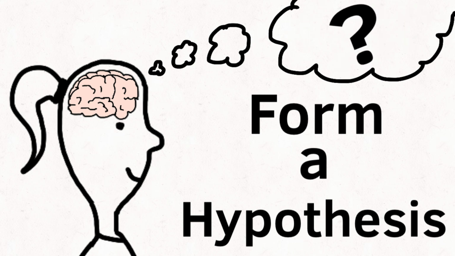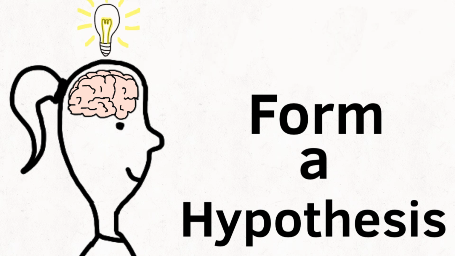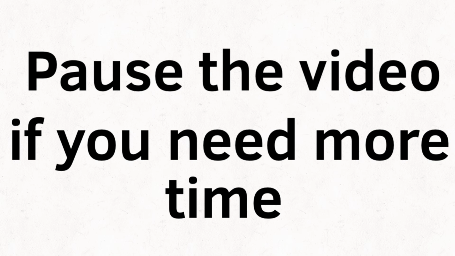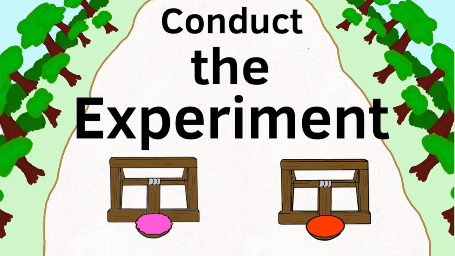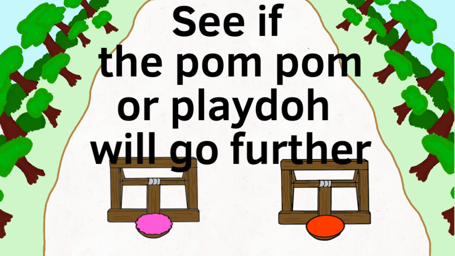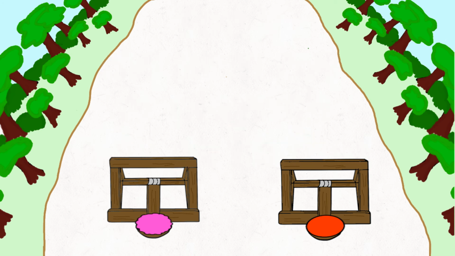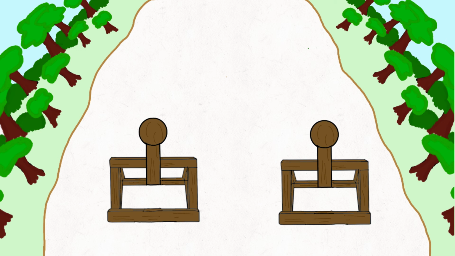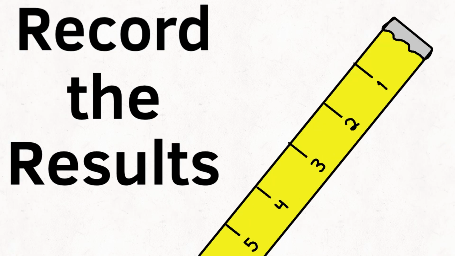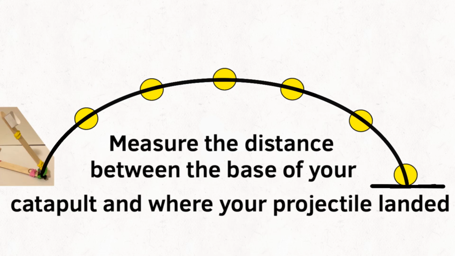Write down what you think will happen on your Mathapult worksheet. Pause the video if you need more time. Now let's conduct the experiment. For the lighter object, try to use something like a pom-pom, and for the heavier object, try to use something like Play-Doh. Now fire your catapult. Make sure you record your results on the Mathapult worksheet. Measure the distance between the base of your catapult and where your projectile landed.